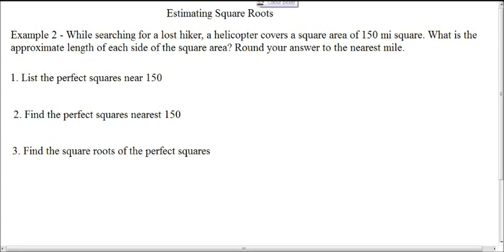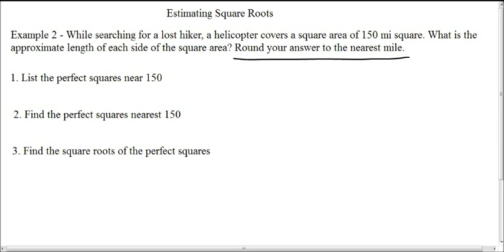Let's be careful with these instructions, because anytime we're not careful with the instructions, it says I need you to round your answer to the nearest mile. Okay, so let's go on with it. The first thing we want to do is list the perfect squares near 150.